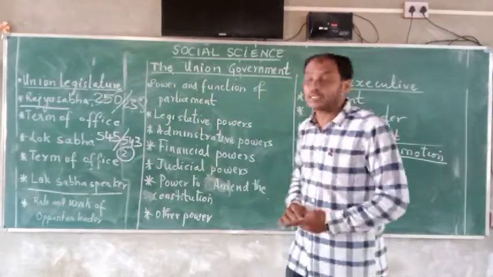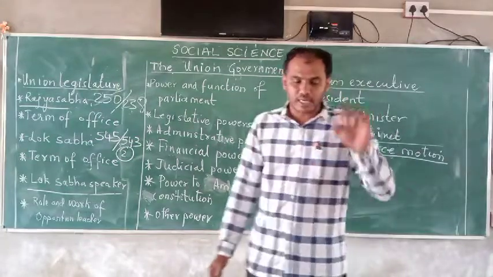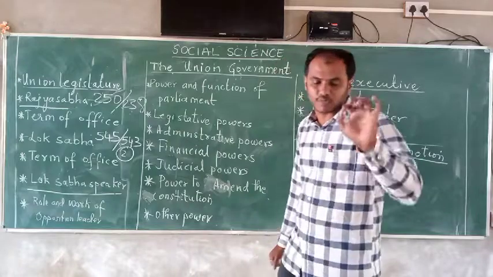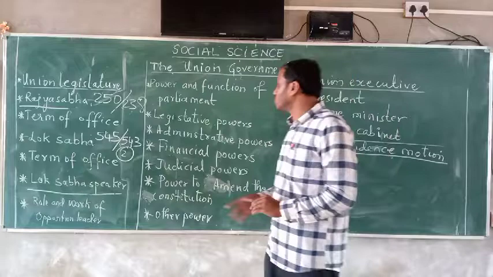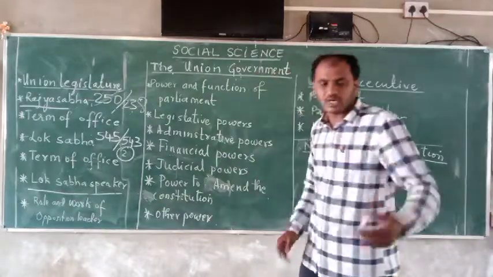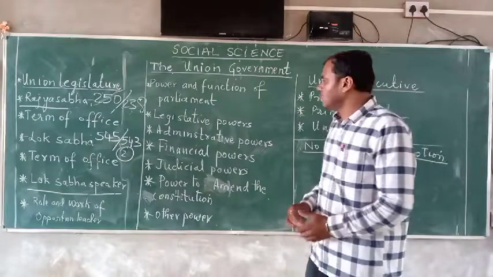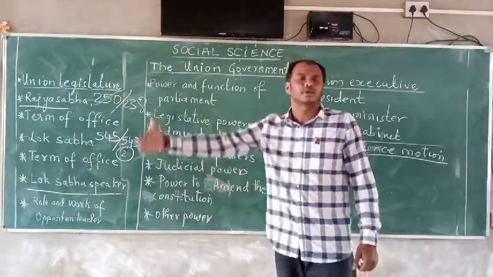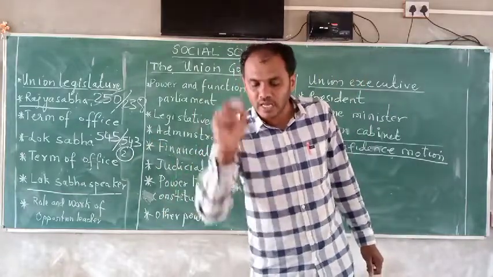So next, the administrative power. In the parliamentary system of government, the Prime Minister and the Council of Ministers form the executive. Executive means those who look after the administrative power. They are the real executive. Real executive means the ups and downs of the government depend upon the Prime Minister and the Council of Ministers.